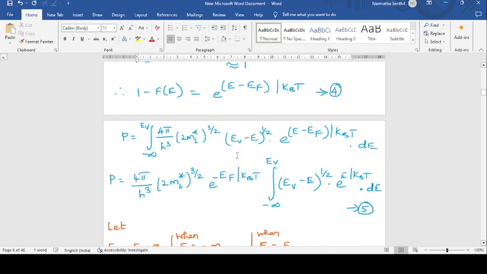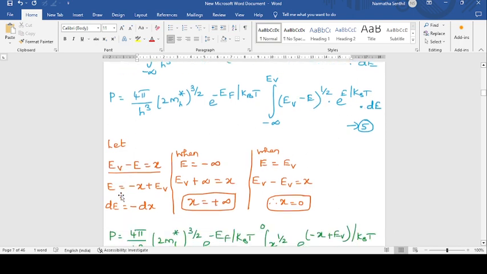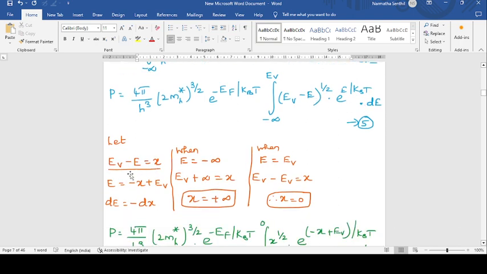Substitute the values of Z of E and F of E. Taking out the constants, we get the equation as 4π/h³ (2mh*)^(3/2) e^(−EF/kBT) times the integral between the limits minus infinity to EV of (EV − E)^(1/2) e^(E/kBT) dE. We can't integrate this equation directly, so we use the substitution EV minus E equal to x, where E is equal to minus x plus EV, and dE is equal to minus dx.